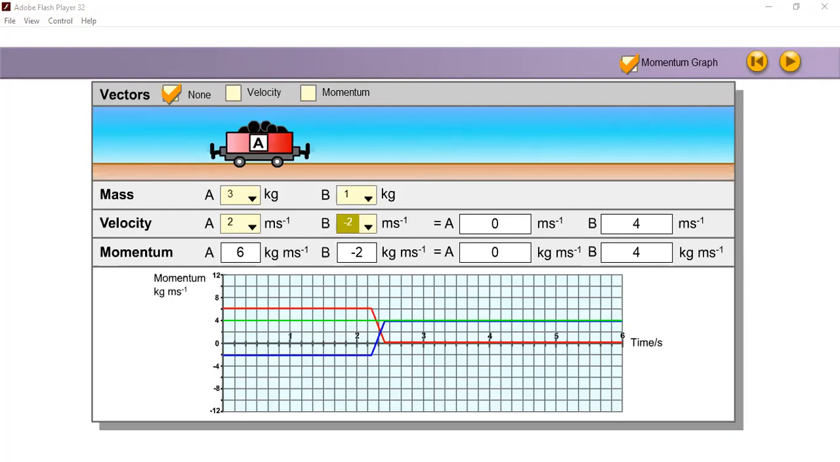Next, in this chapter, mostly we need to observe and compare the kinetic energy. Before collision, the total kinetic energy is 2 joules. After collision, the total kinetic energy of B is 2 joules. You see, initially A is 2 joules, finally it becomes 0. B initially is 0, but finally becomes 2.